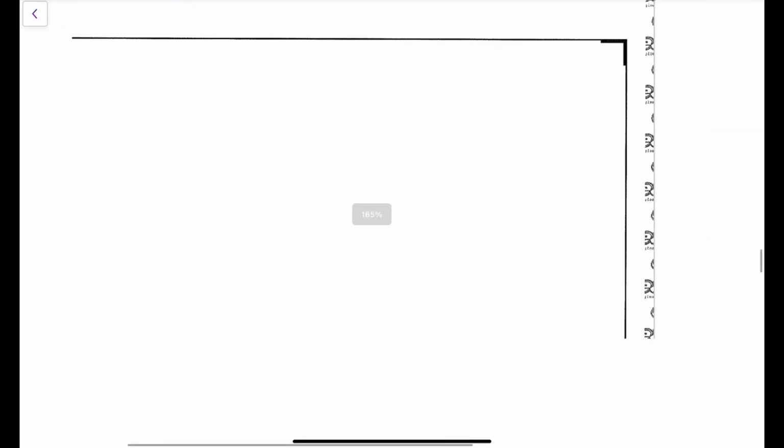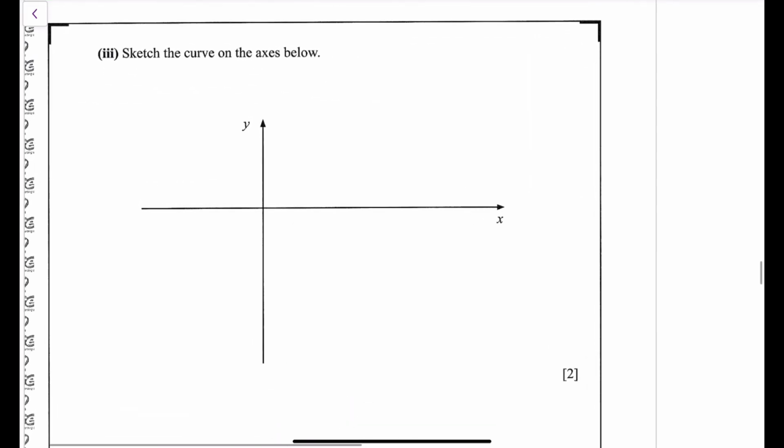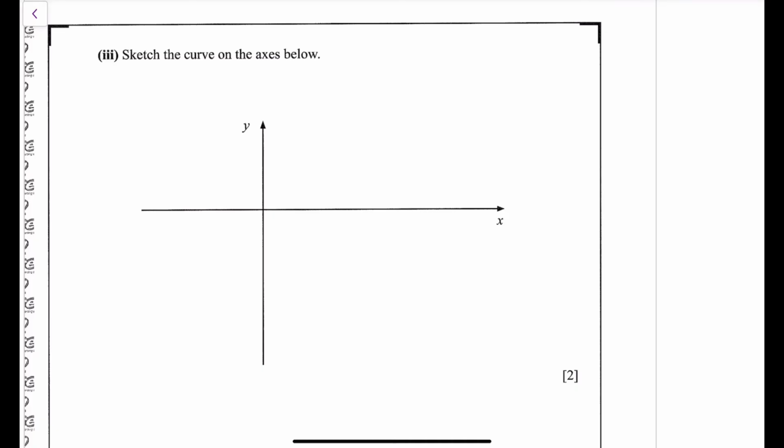And the last one, I think, of this question is a sketching one. Sketch the curve. So you want to sketch the curve. Our curve crossed at the origin, it crossed at minus 0.5, it crossed at 3, over here somewhere, it's just a sketch, and it had a maximum turning point.